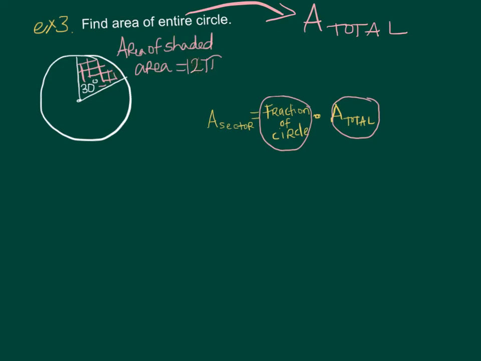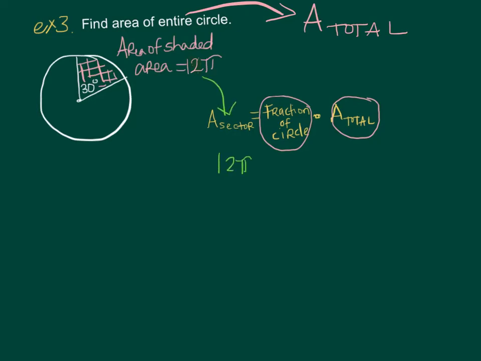What we're going to do is we're going to take all of our given information and plug it in here to try to find the total area. So let's kind of collect some information here. Do I have the area of the sector? Yeah, I do. The area of the sector is up here. So I'm going to go ahead and plug that in. 12 pi is the area of the sector.